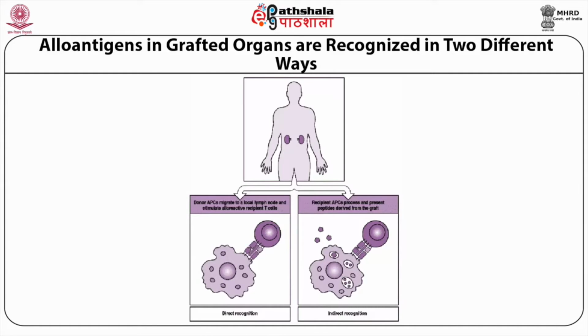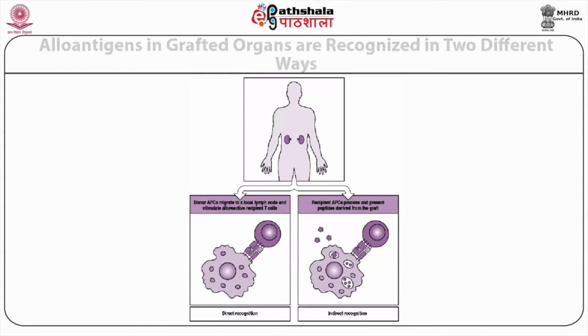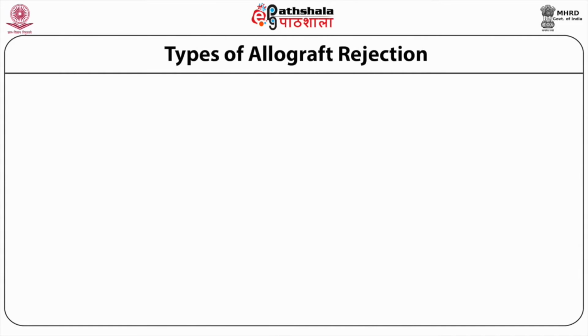Indirect recognition of the graft, as shown in the bottom right panel, is mediated by T cells whose receptors are specific for allogenic peptides that are derived from the grafted organ. Proteins from the graft are processed by the recipient's antigen presenting cells and are therefore presented by the self-recipient MHC Class I or Class II molecules. So this shows how alloantigens in grafted organs are recognized in two different ways. Let us look at the types of allograft rejection.